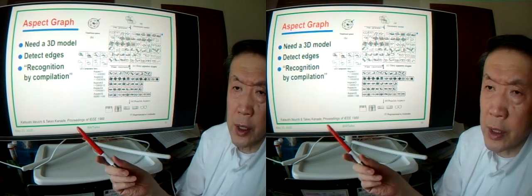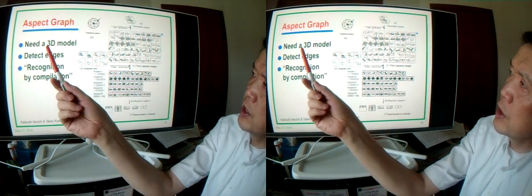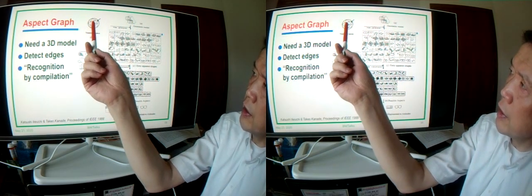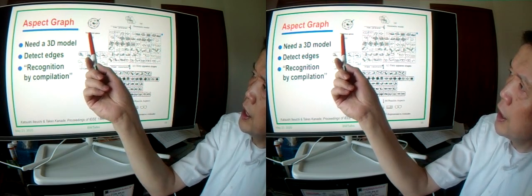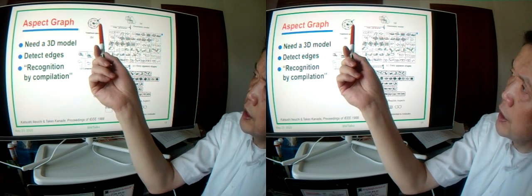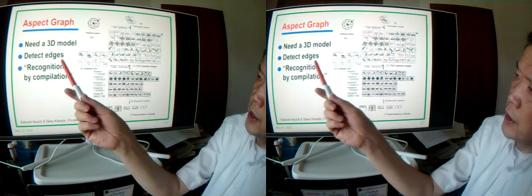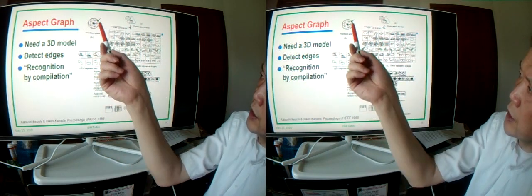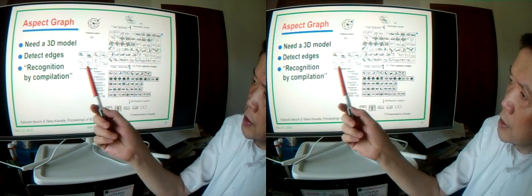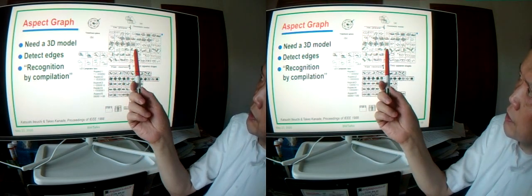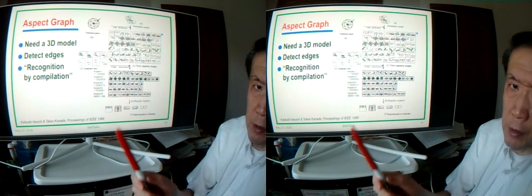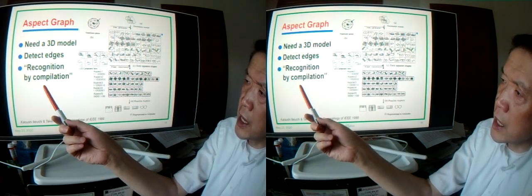Now let's look at what the aspect graph is. Basically, you need a 3D model. Suppose you have an object like that. Then you have a sphere to look at the object from different angles. Then you tessellate the sphere by viewing angle, each surface corresponding to views that are similar. Then you detect edges from images. You take images from one of the aspects, then you create edges. Because you have a model, you reason from geometry whether what you see corresponds to a particular viewing angle. So recognition is based on compilation.